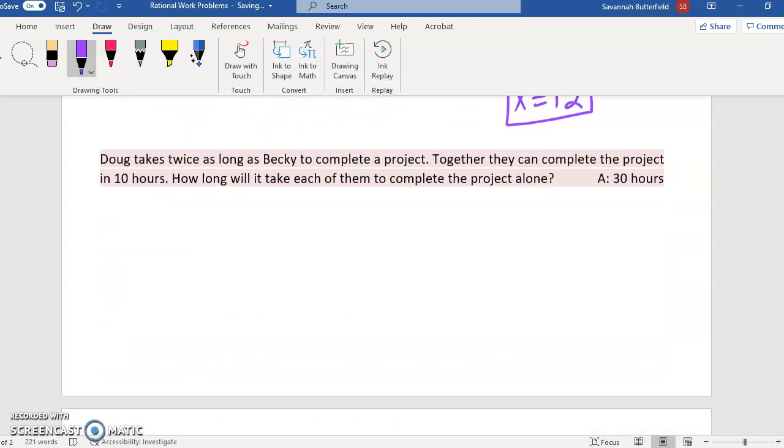Looking at the next one, it says Doug takes twice as long as Becky to complete a project. So we're going to call Becky X, and we're going to call Doug 2X because he's twice as long. And then it says together they can complete the project in 10 hours. So that total time is 1 over 10. And it's asking how long will it take them to complete the project alone. So since the total is them working together, we're going to add these two to equal the total time.